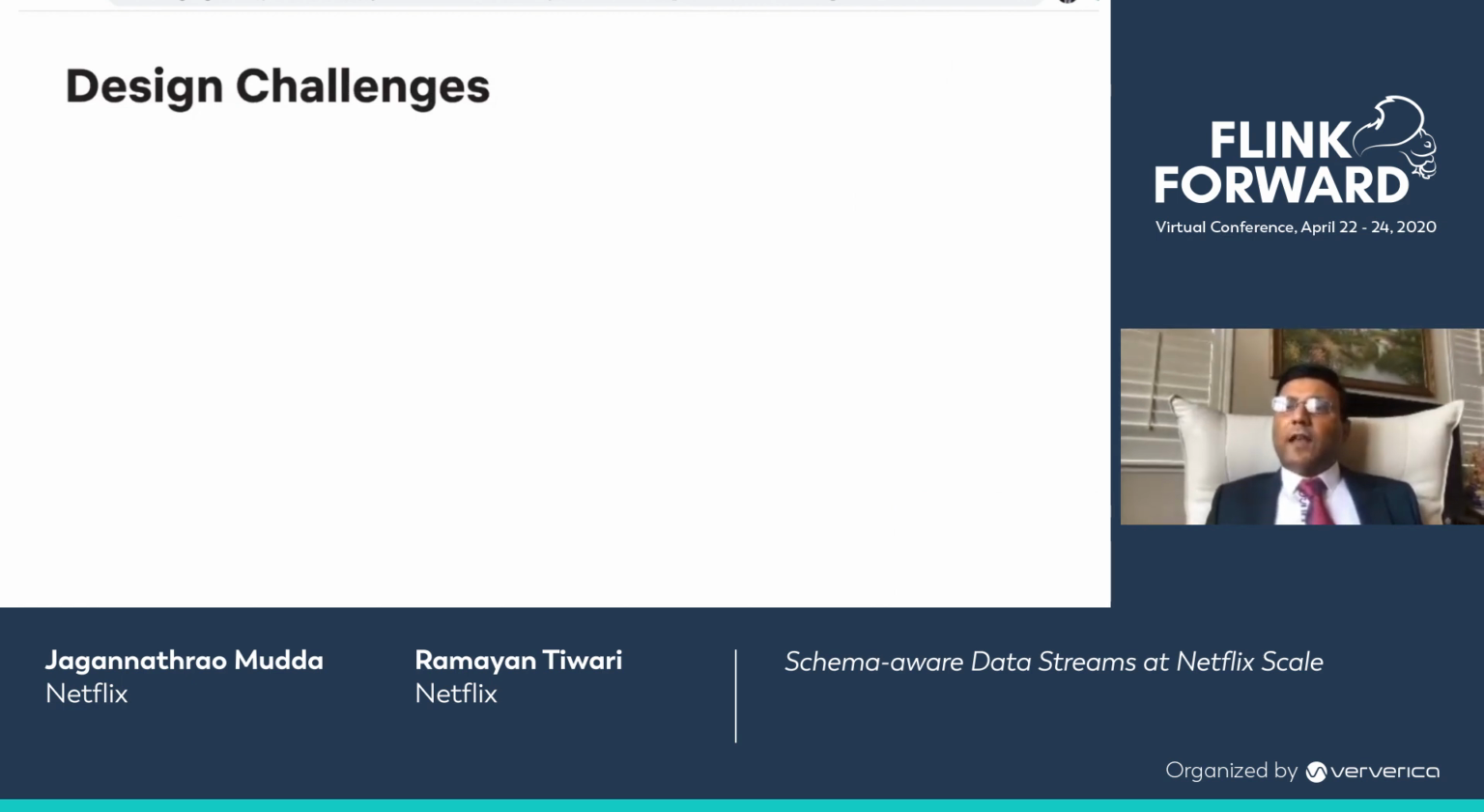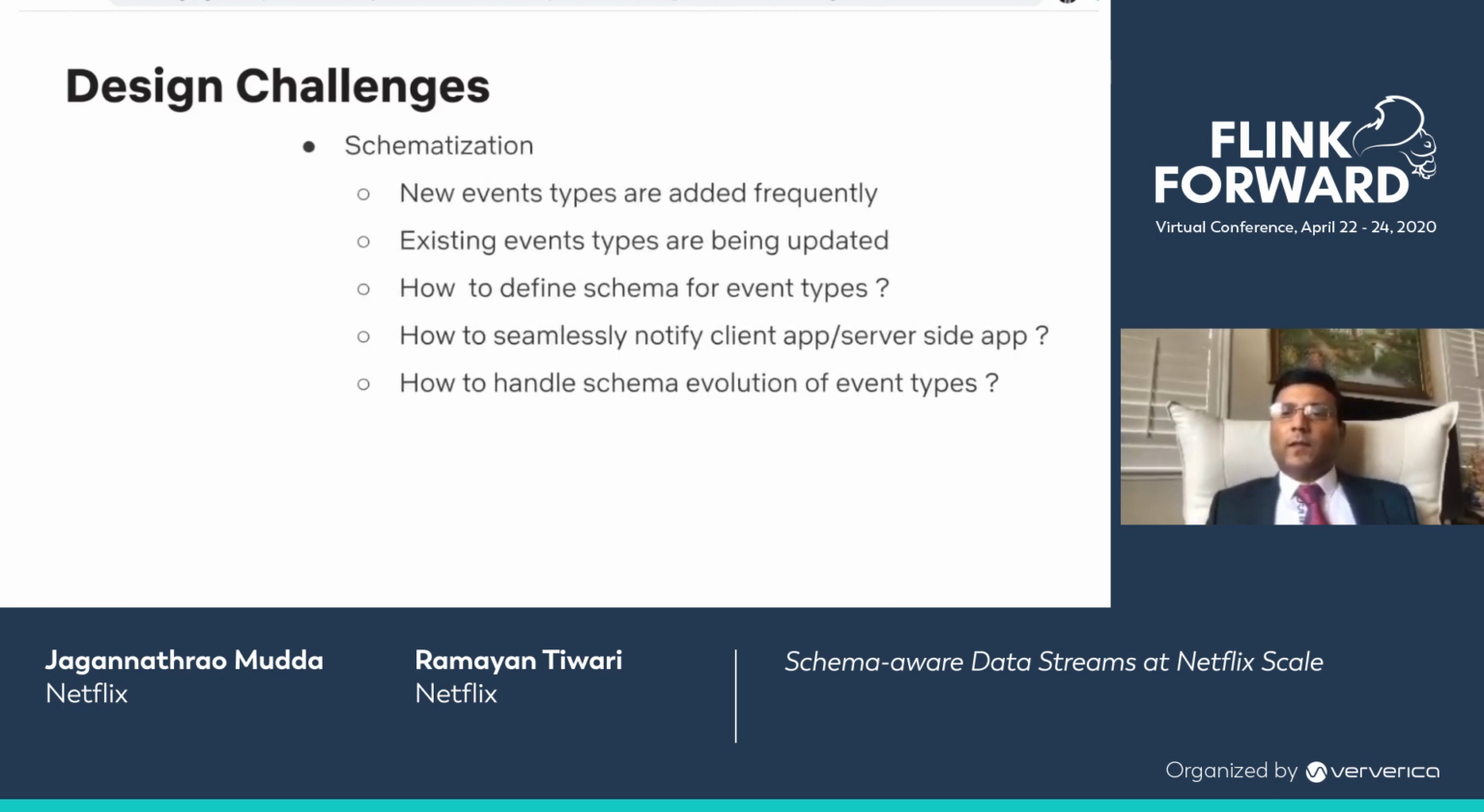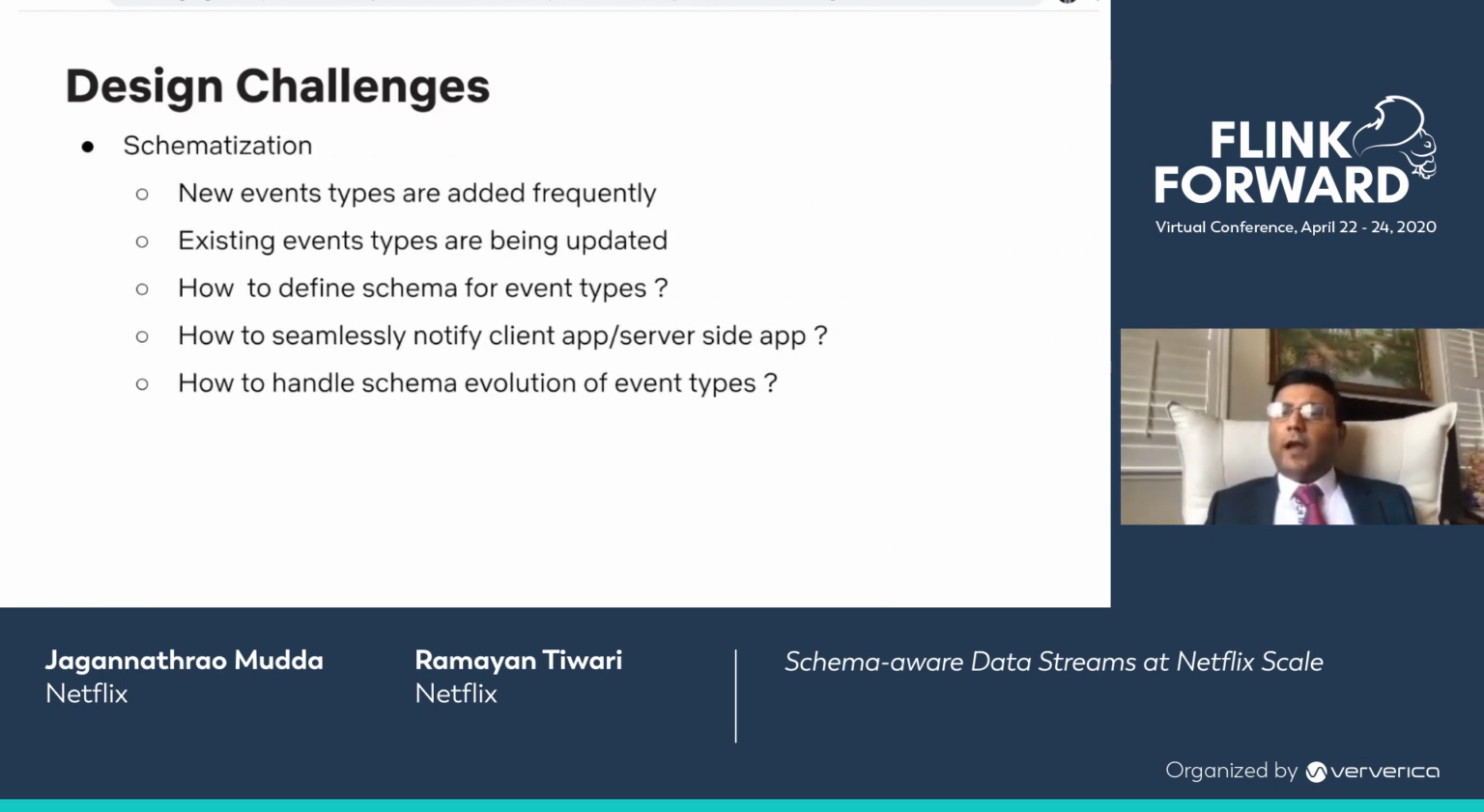We will go over design challenges of every phase that we discussed in previous slides, especially the challenges of building schema-aware data streams for user behavior data. Schematization challenges: how to handle ever-growing new event types and updates to existing event types to meet new business use case or product feature requirements? How to define schema for these different event types and notify client apps or server-side streaming apps? A bigger challenge is how to handle evolution of these types.